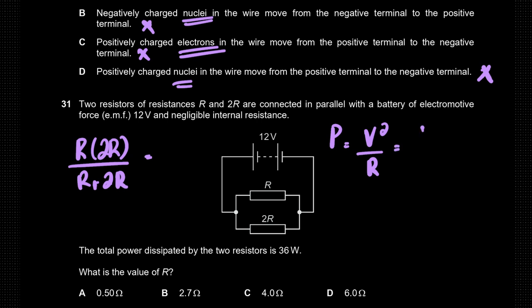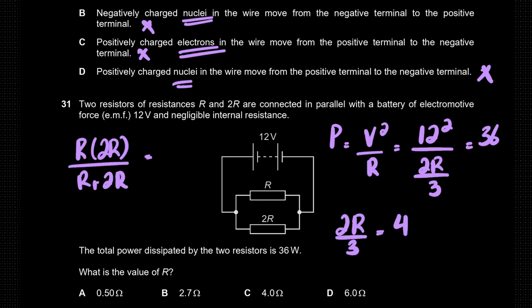So V is 12 squared over 2R over 3. This is equal to 36. So rearranging, 12 squared is 144 divided by 36. So 2R over 3 equals 4. So R would equal 6. All right, so that's the answer to this one.